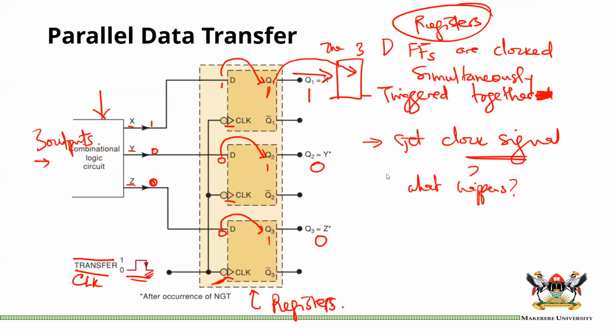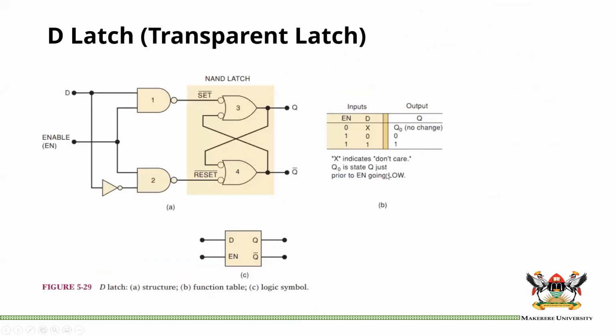It's okay. So let us look at the D-latch. This D-latch is based on the NAND gate latch. You remember the NAND gate latch, which is a flip-flop? This is also a flip-flop, but we call it a D-latch. You can also call it a transparent latch. Now, it is created using some sort of D flip-flop.